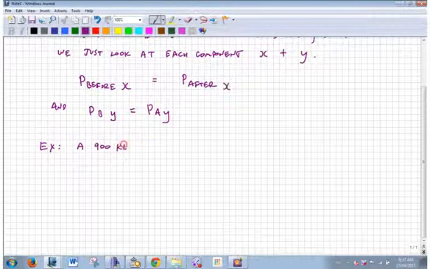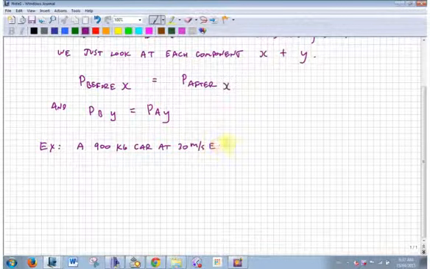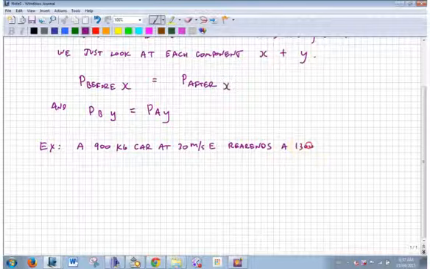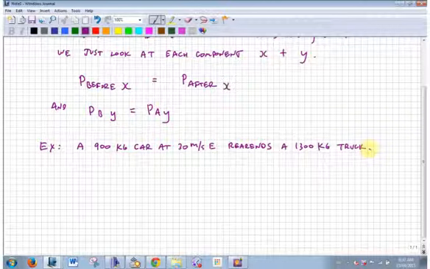A 900 kilogram car at 30 meters a second east, hopefully they're not drunk, rear ends, because then your insurance is null and void, right? A 1300 kilogram truck at a stoplight. Why even write it?